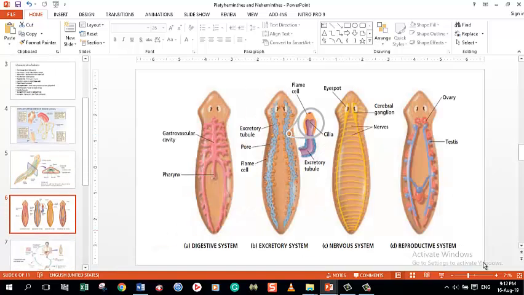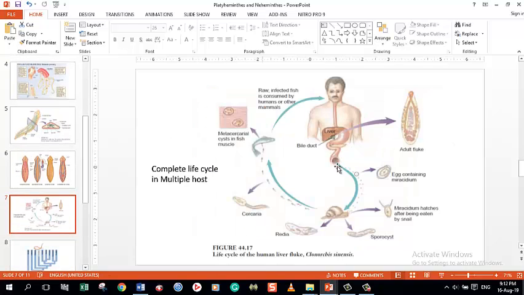Similarly, this is just to show that this animal has a poorly developed digestive system, excretory system, nervous system, and reproductive system, whereas we have not seen this in the cnidarians. So somewhat there is an advancement in this group of animals.